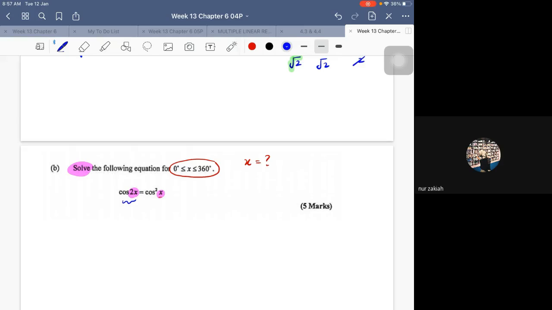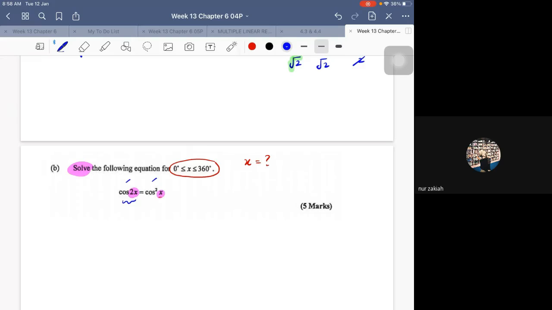And another thing is, before you start solving, you kena make sure so semua term ni dia tu dalam bentuk trigonometric function yang sama. So what do I mean by trigonometric function yang sama? Sekarang yang ni dalam bentuk cos, yang ni pun kena dalam bentuk cos. Semua term kena sama. Dia tak boleh ada yang cos, ada yang sin. It cannot be that way. But now, because both of them are in term of cos, so tak ada masalah. But the only problem I have is going to be in term of the angle.